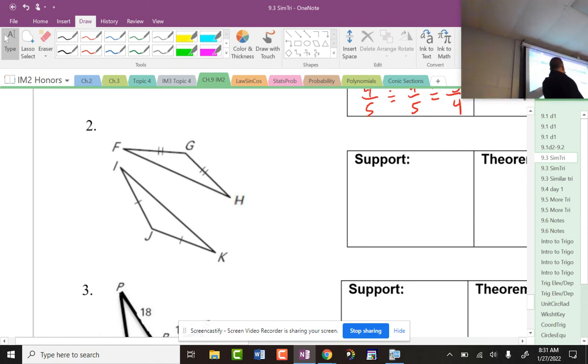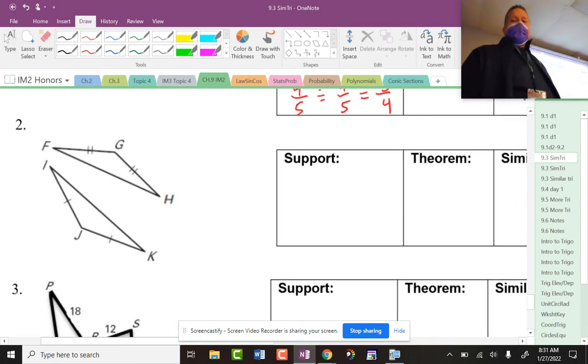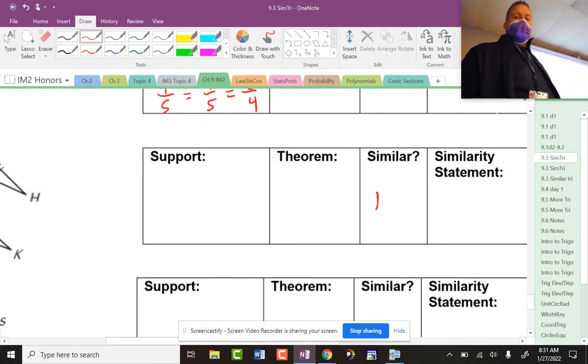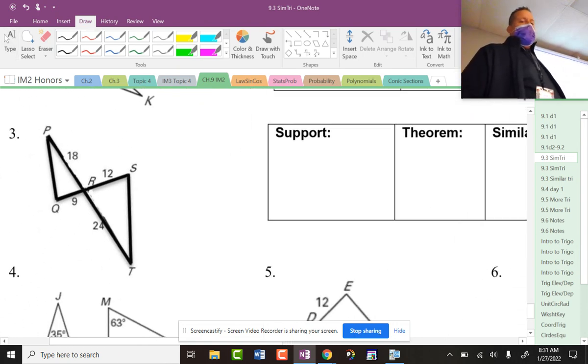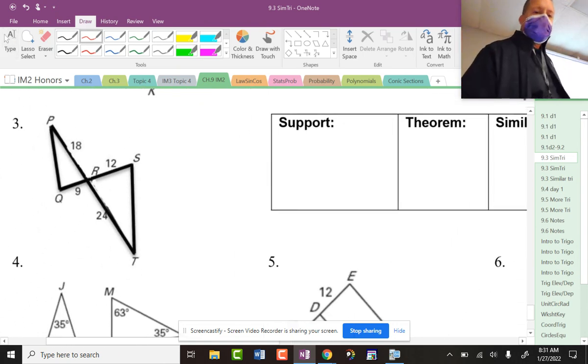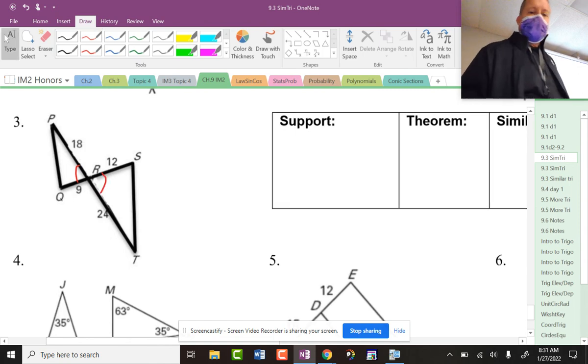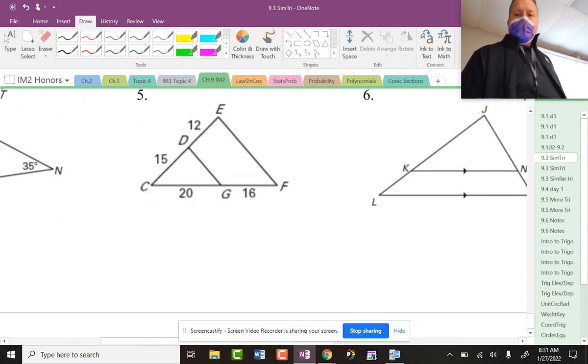This could be 100 degrees. This could be 50 degrees. So there's nothing here. So I don't have SAS. There's a no. There's nothing really to say there. Nothing to support that those are congruent. I'm sorry, similar. Then the last one, and then I'll get to maybe some proportion solving here.